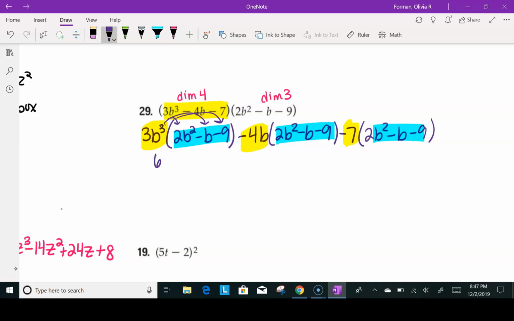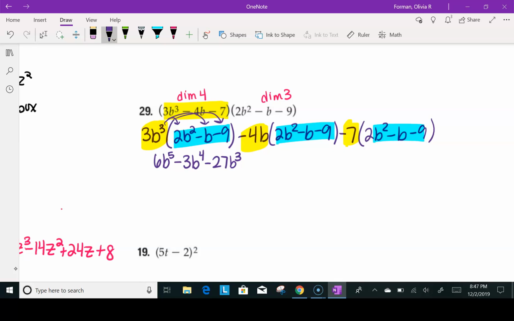So 3 times 2, we'd get 6. B cubed times b squared, we get b to the 5th. 3b cubed times negative b, we're going to get negative 3b to the 4th. 3b cubed times negative 9, I get negative 27b cubed. Okay, I move on to my next thing.